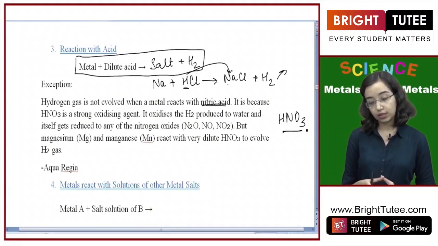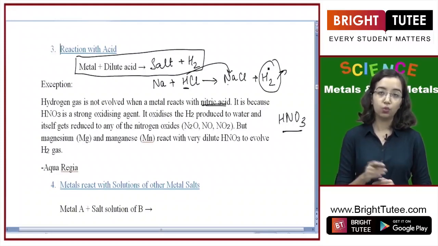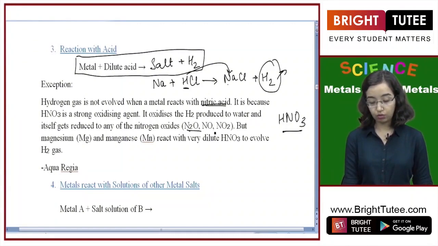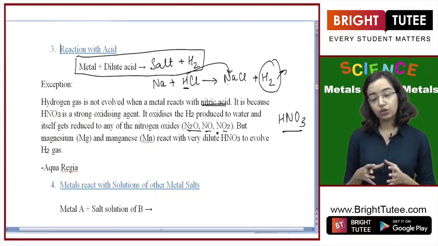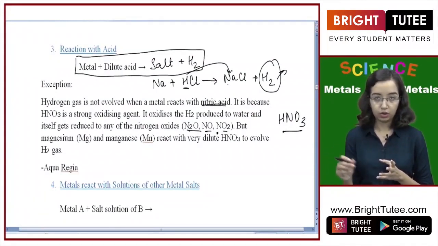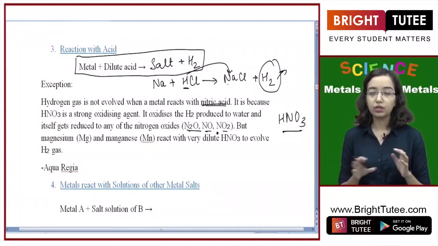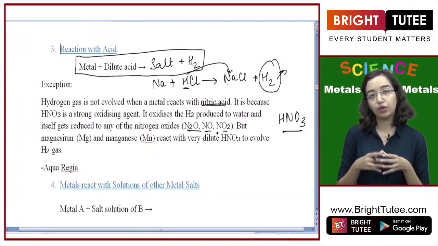HNO3 is a very strong oxidizing agent as well. It is such a strong oxidizing agent that the H2 gas produced in the reaction also gets oxidized to water, and HNO3 reduces itself to something like NO2, NO or N2O. So the nitrogen reduces itself to a lower form of oxide. It loses one of the oxygens, like from NO3 it loses one oxygen, and it oxidizes the hydrogen gas into water. This is an exception. This rule is only true for HNO3.